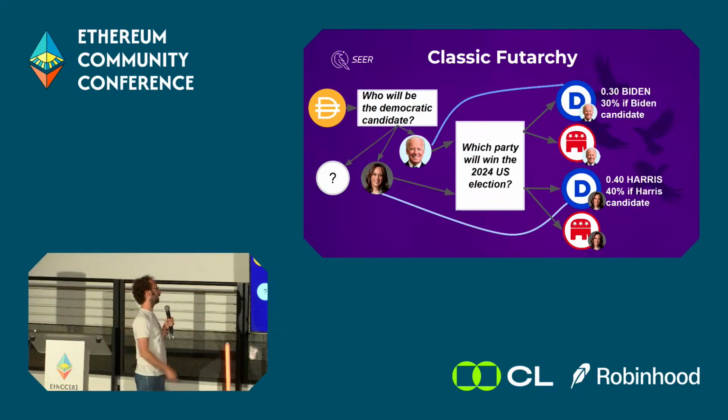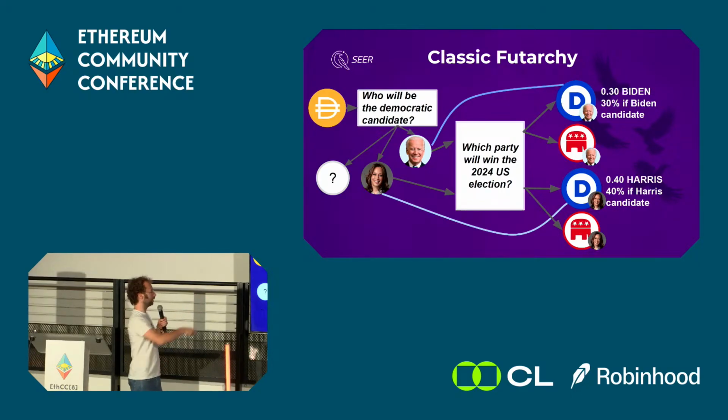So you make the first market. Which candidate will we pick? Biden, Harris, or someone else? And then you put this token into the second market. So you get the Biden Democrat, you get the Harris Democrat. And those tokens, you can trade them with the token of the first market. So you can trade Biden Democrat with Biden, you can trade Harris Democrat with Harris.